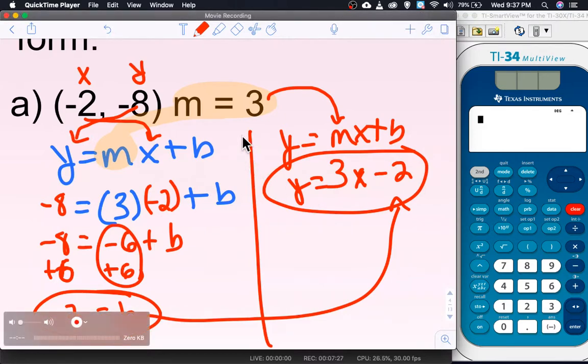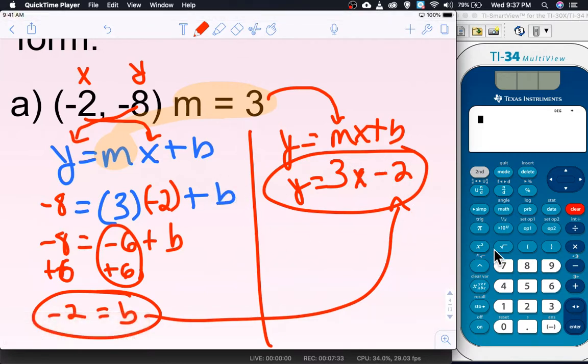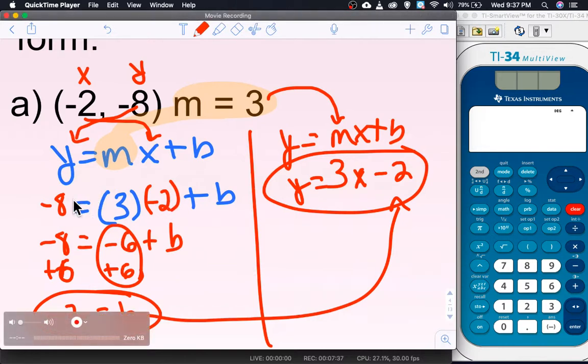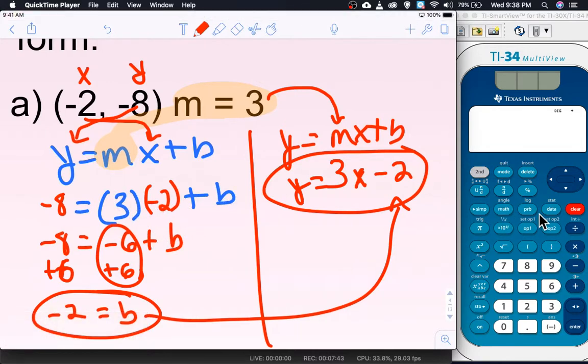So my goal was to write the equation of the line. The big issue was I did not know the y-intercept. So by plugging in the x value for x and the y value for y, and slope for slope, I was able to find the y-intercept and then plug it in, and I'm done.